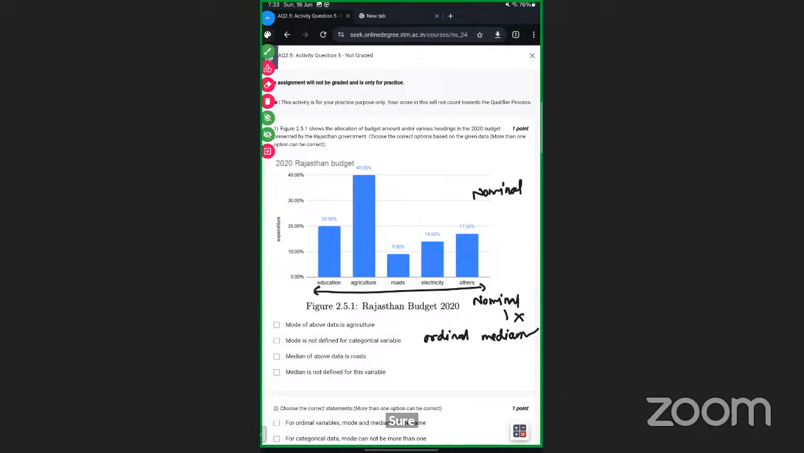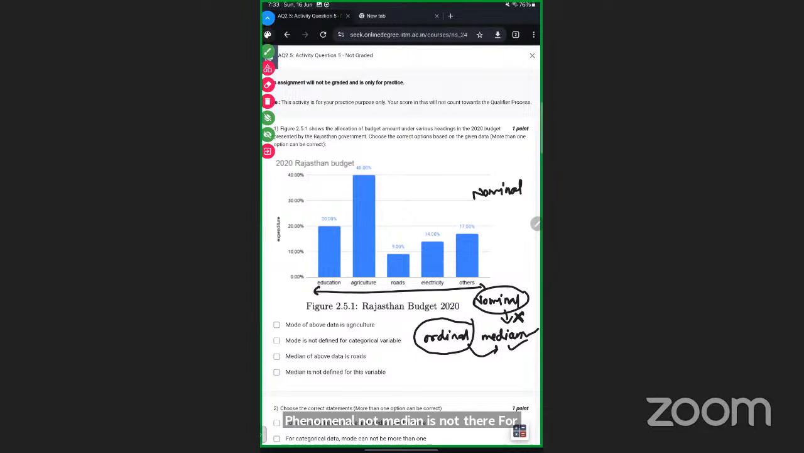Sir, but ordinal is a part of categorical variable. Yes. So I never said categorical; you can't find median for nominal. Sir, it's only defined for ordinal. For nominal, median is not there. For ordinal, median is there.